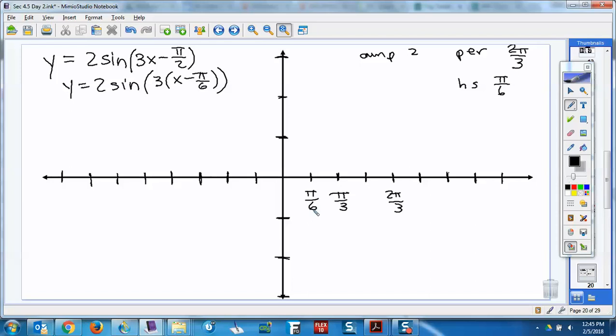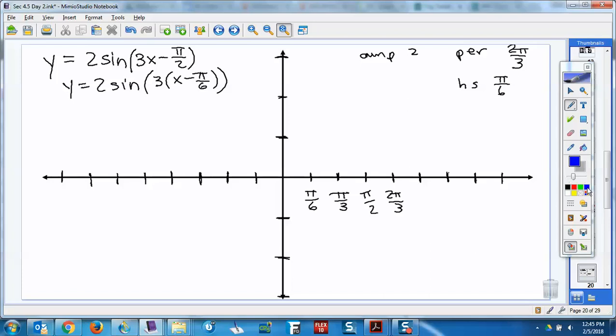1 mark is pi over 6 because what's our shift? Pi over 6. So that means we're going to shift it right how far? 1 mark. We're going to shift it to the right 1 mark, and that's good. So we don't have to mess with it. So this is 1 pi over 6, this is 2 pi over 6, this is 3 pi over 6, which is pi halves. Right? So we got our marks.